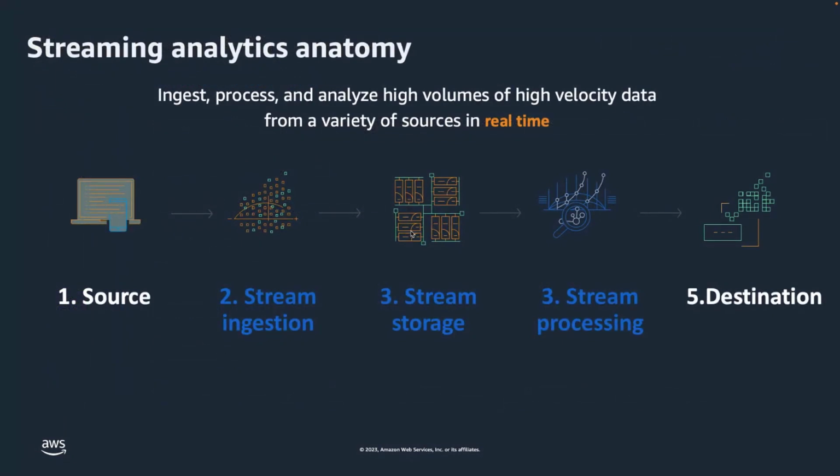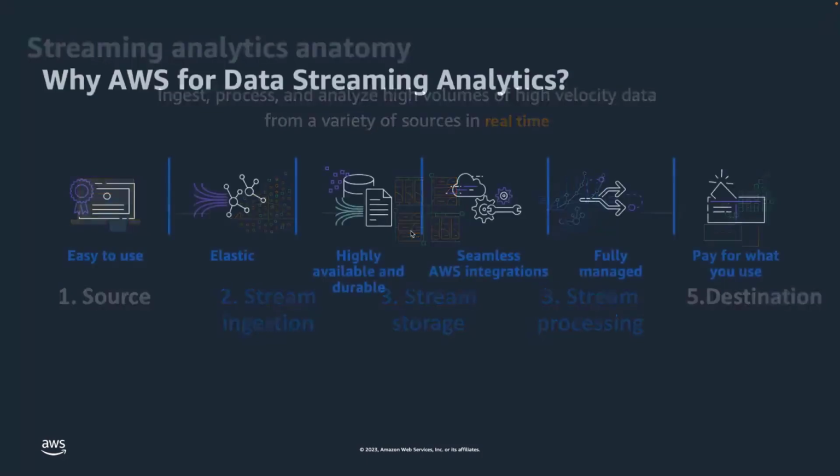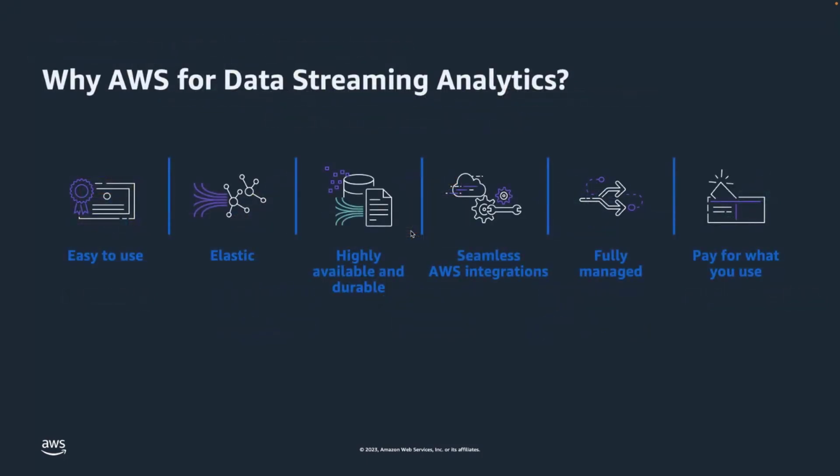To recap, when building streaming applications, the anatomy consists of 5 key components. We deep dive into 3 of these: stream ingestion, stream storage, and stream processing. To wrap up this section, let's talk about why this matters on AWS. Streaming data analytics on AWS is easy to use. It provides elasticity, which means scaling up, scaling down, scaling out, and scaling back in. It's highly available and durable. It allows for seamless AWS integrations. It's fully managed, and as you would expect, you pay for what you use.